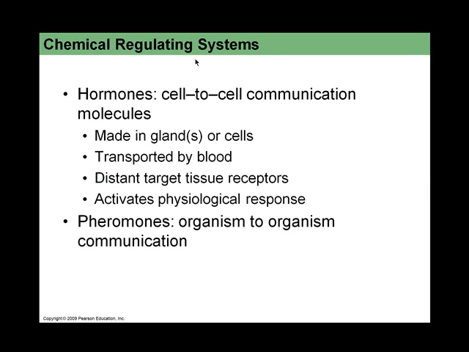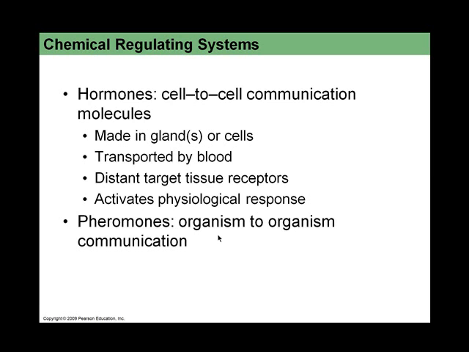So the chemical regulating systems continue in our discussion here. We think of hormones as cell-to-cell communication molecules, as we introduced in the prior set of lectures. They are made in glands or cells, released into the interstitial fluid, diffuse into the blood, and are transported and distributed to the distant target tissue receptors. The hormones will activate physiological responses through these receptors.